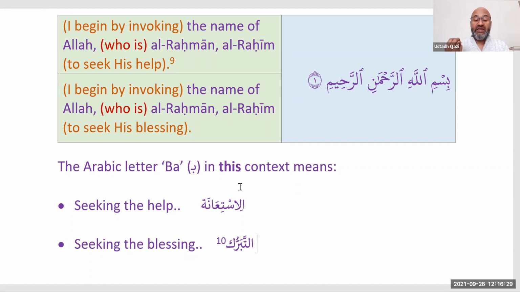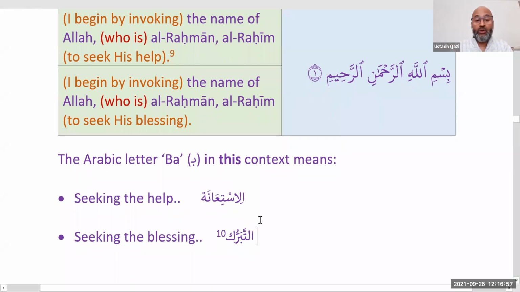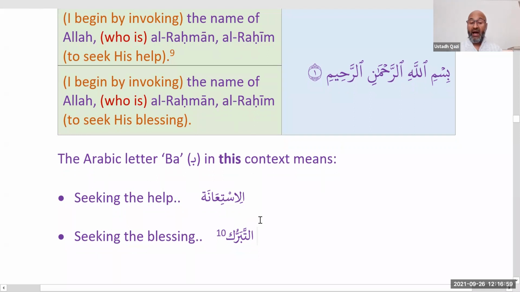So isti'ana means seeking help, and at-tabarruk means barakah. So barakah is increase. Sometimes I drink and drink and drink water, I'm still thirsty, but sometimes I drink water a little bit and the thirst goes away. So where's the barakah? Sometimes we don't have any barakah, meaning that it's not efficient, it's not effective, it's not long lasting. So barakah has to do with efficiency, effectiveness, long lasting, increasing, more for less. So those are the two main meanings of the ba in the context of Bismillah ar-Rahman Rahim.